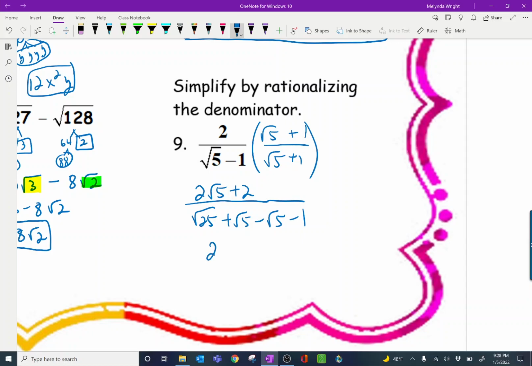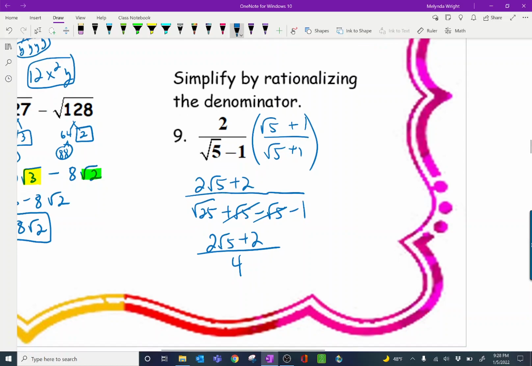Okay, great. So I've got 2 root 5 plus 2 over, let's see, the square root of 25 is 5. Those cancel out. So 5 minus 1 is 4. Okay, great. That's looking good. So we have to ask ourselves, is there any way we could simplify that? Do we have like a GCF, a greatest common factor? We do in the numerator. Our greatest common factor is 2. So 2 times, or factor it out.